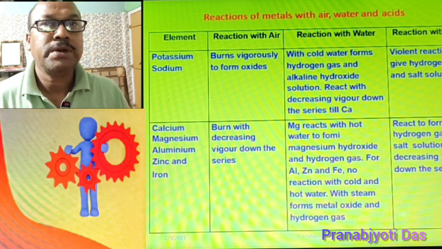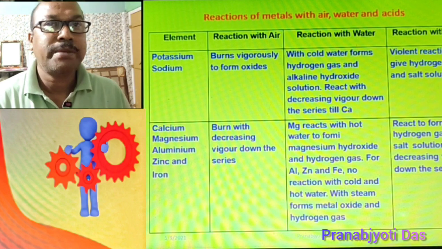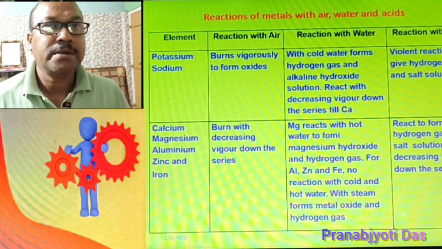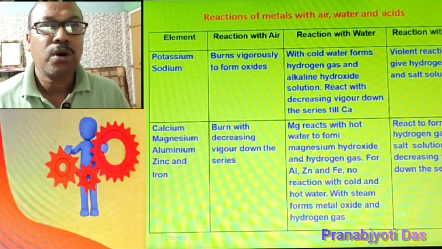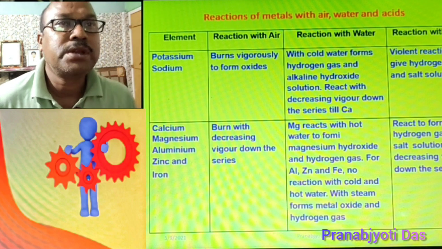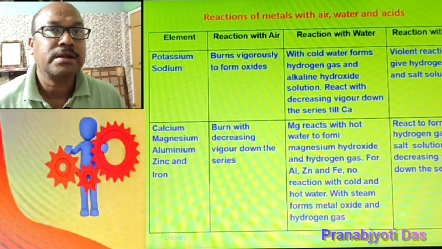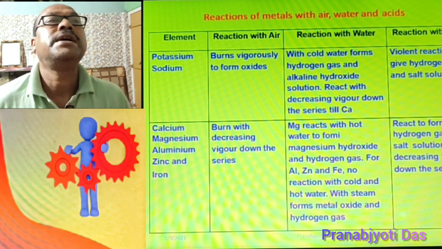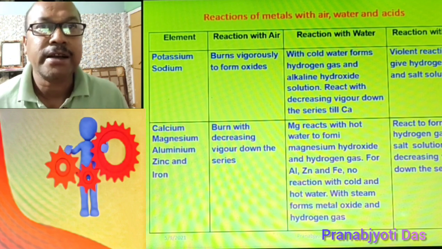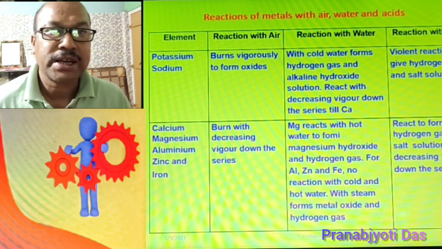This is the chart we have already discussed, starting with potassium and sodium. With air, they burn vigorously to form oxides. With water, they react even with cold water. With acids, they react violently, producing hydrogen gas along with salt.